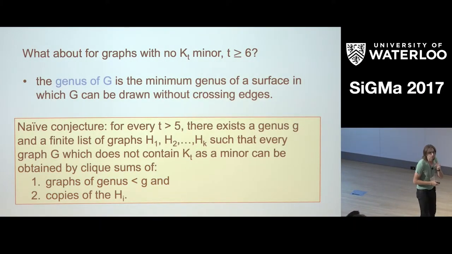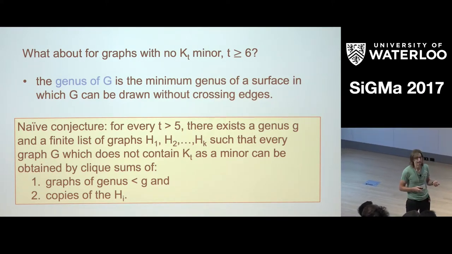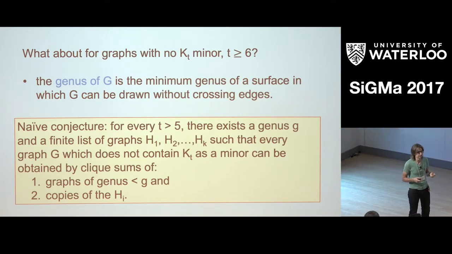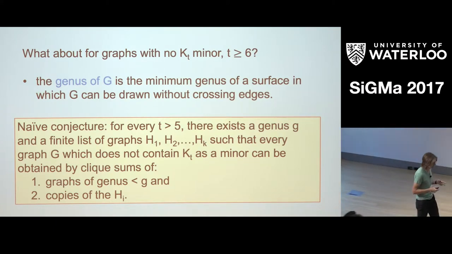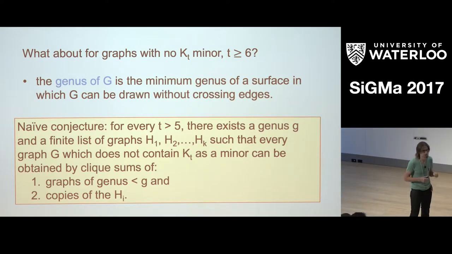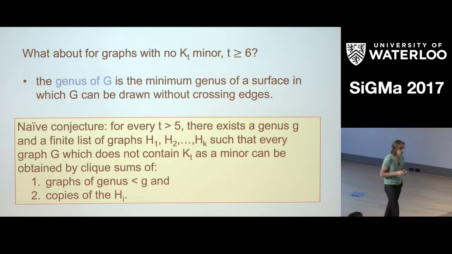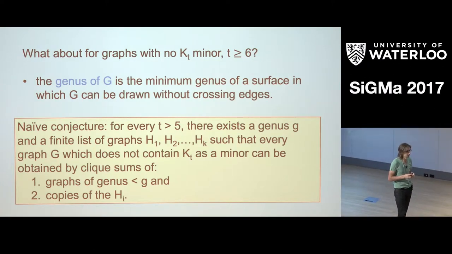So that was K5. We have an exact answer of what the graphs which don't contain K5 as a minor are. And now already when I go to K6, there's no result known. So there are a number of very complicated examples of graphs which exclude K6 as a minor. And so far there's been no success in exactly characterizing what those graphs are. And really the family of examples are so complicated it's not clear there will ever be a nice concise description of what the graphs are.